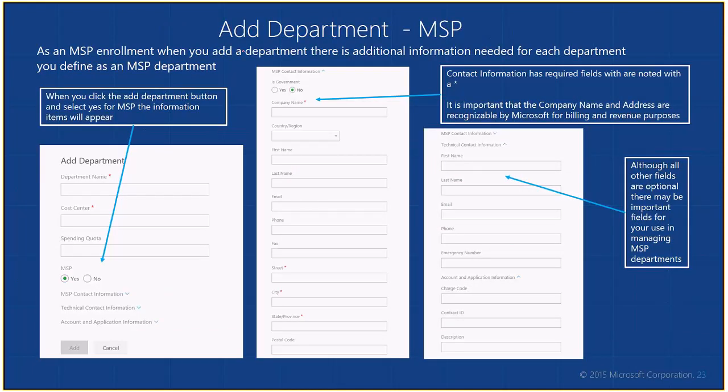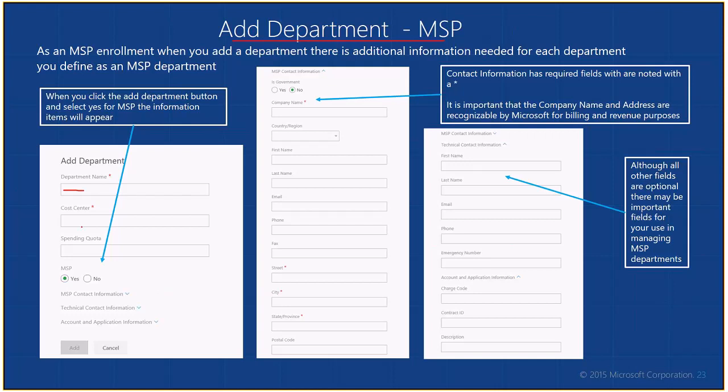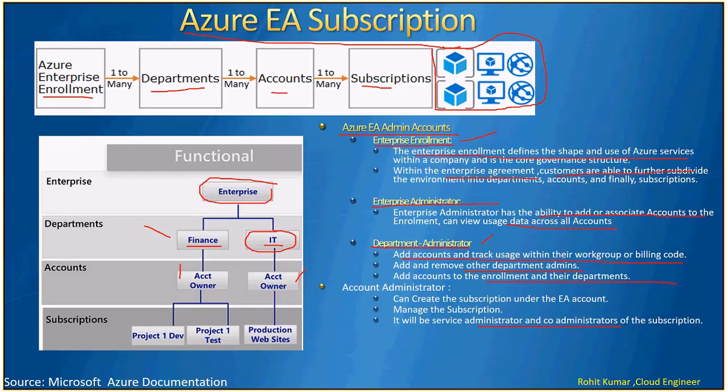And if you want to add a new department, as I have mentioned here, you can click on add department, and the department name would be here, the cost center name would be there, and the quota you want to spend. Then the MSP contact information, whether it is a government cloud or the normal cloud, the complete organization name, the MSP contact details, the email ID, and who is going to be your administrator for that department particularly. So these are the details, and here I just finish this slide.